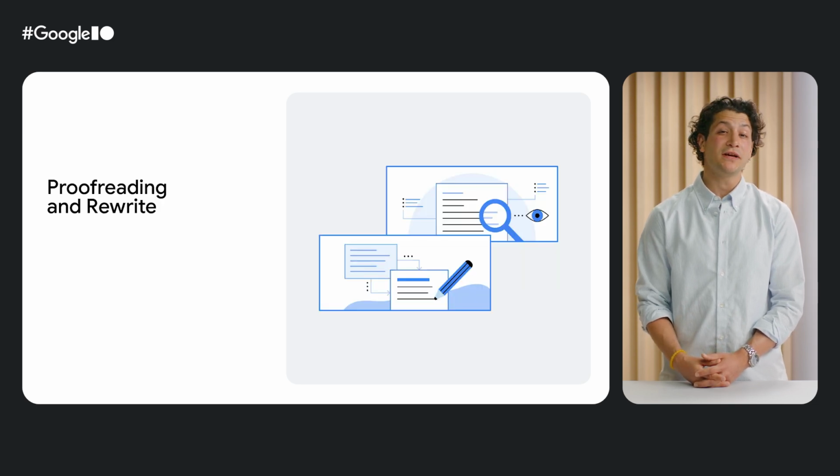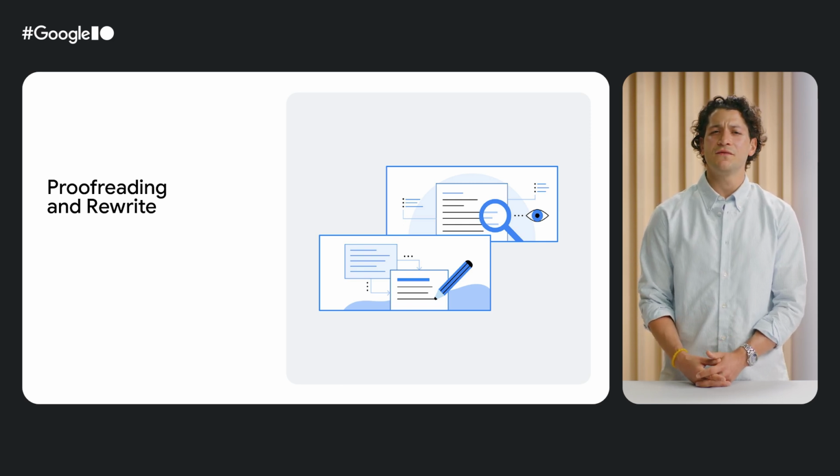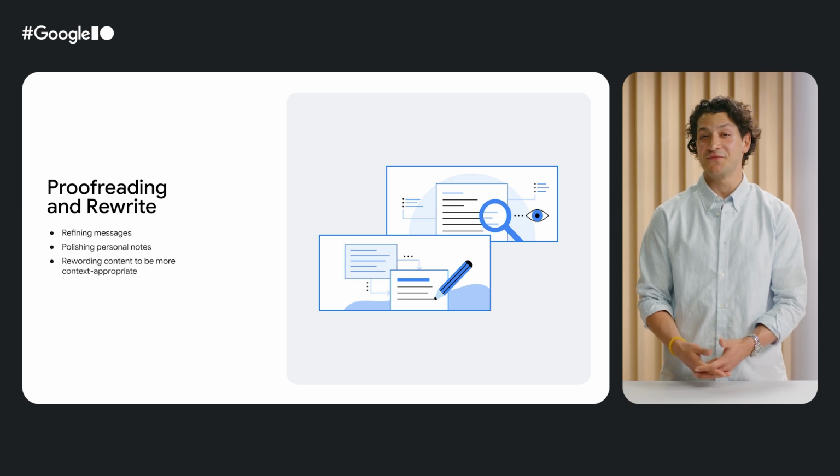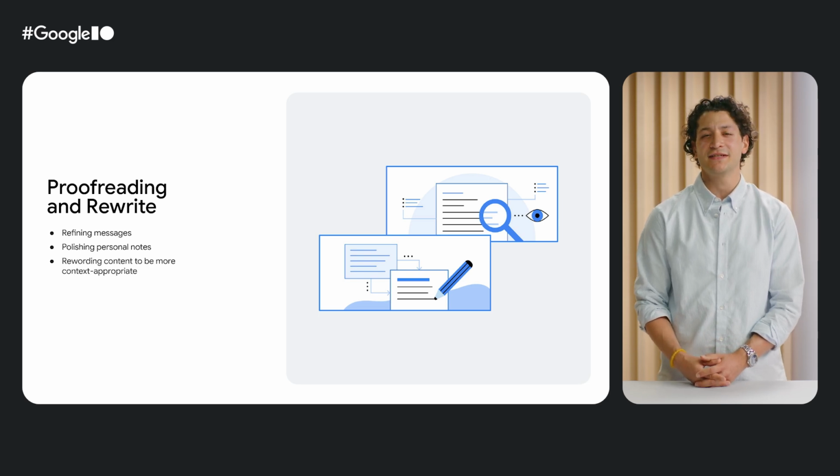For the Gen AI proofreading and rewrite APIs, consider using them during the content creation process for short content, around 256 tokens, to help with tasks like refining messages in a particular tone, polishing personal notes for easier consumption later, and rewording content to be more suitable for different settings.